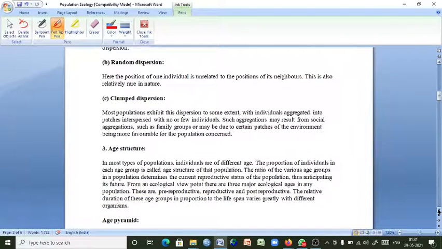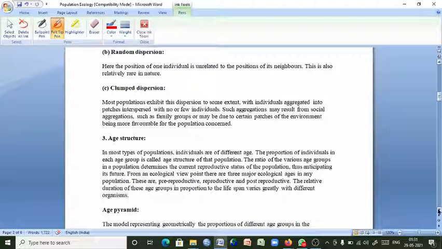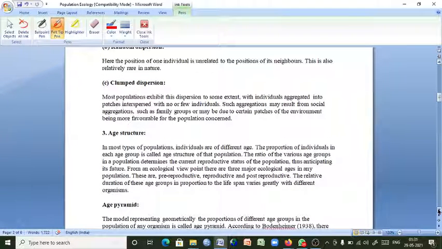Then we go through the age structure. What is the age structure? In almost all types of population, individuals are of different age. So we can categorize the age into the pre-reproductive category, then the reproductive category, then the post-reproductive category. So, there are three. The proportion of individuals in each group is called the age structure of the population. The ratio of the various age groups in a population determines the current reproductive status of the population.